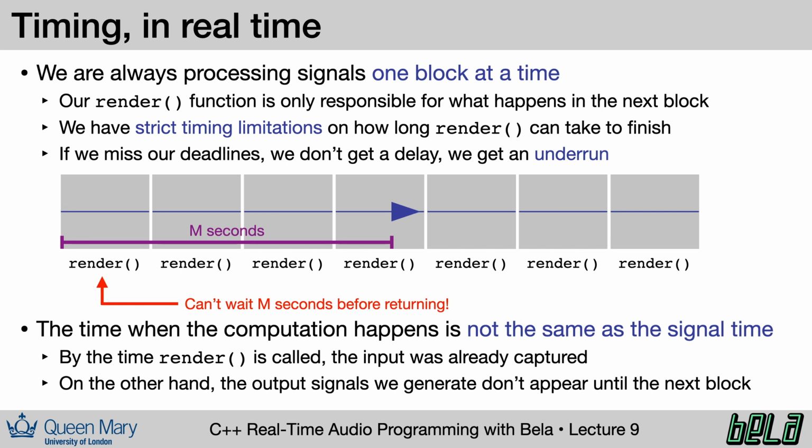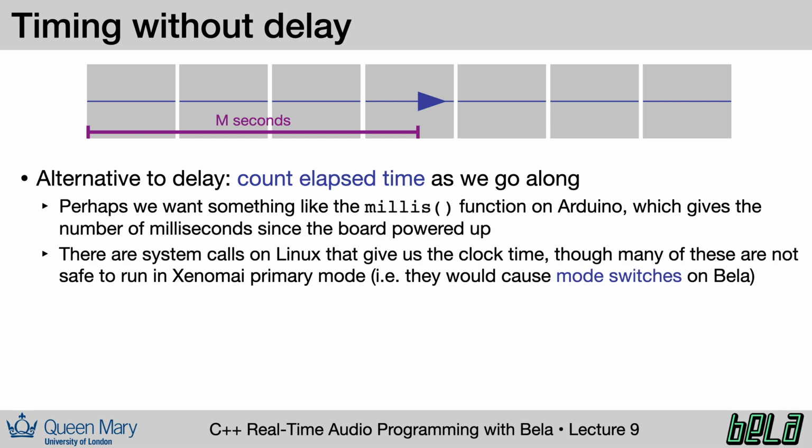So what should we do instead? What we want to do instead of a delay statement is to count the elapsed time as we go along. If you've used a platform like Arduino before, you might be familiar with a function called millis, which returns the number of milliseconds elapsed since the board powered up. We do have Linux system calls on the BeagleBone that can also give us the clock time, though there are a number of problems with this.